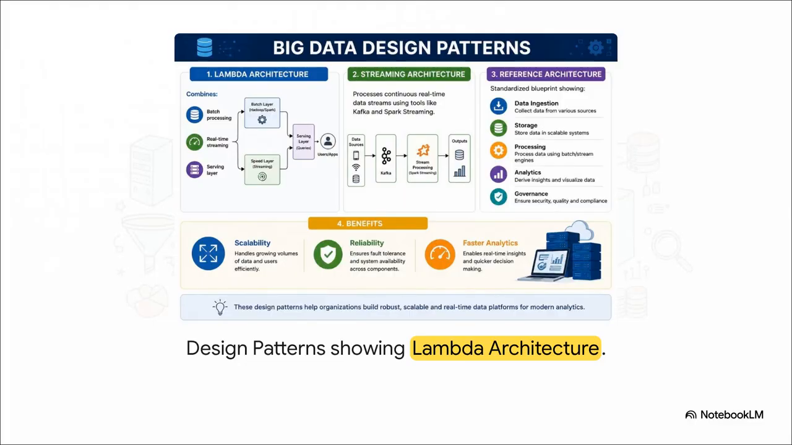Now, what's really interesting here is the Lambda architecture. It ingeniously solves the dilemma of choosing between those 2 flows. It essentially splits the incoming data, sending it through a heavy-duty batch layer for comprehensive accuracy, while simultaneously sending it through a speed layer for real-time streaming.